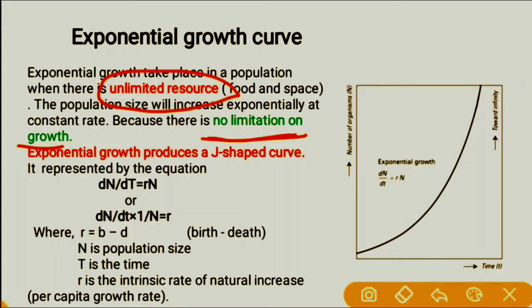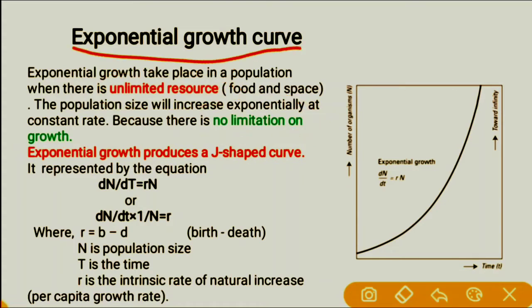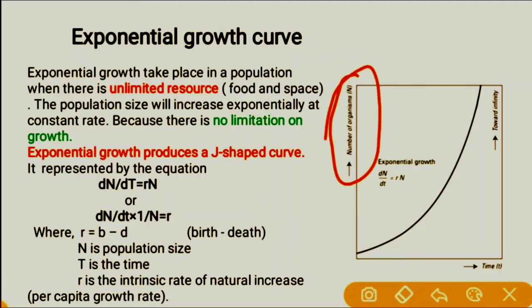Why is there no limitation of the growth? Because there are unlimited resources. So dear students, this is exponential growth. In exponential growth, this is the graph. Here is the number of individuals and here is the time. Now its time and its population. Population is denoted by N and time is denoted by t.